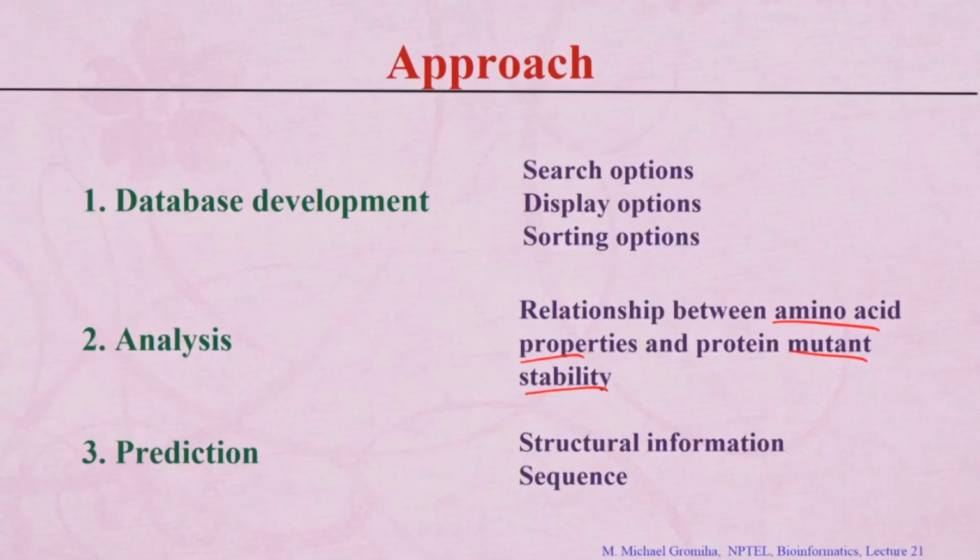So, these are three different aspects. The first one is developing a database that should be available, with search options, and for the result you have to give the option to download. Once a database is ready, then the second aspect, we can analyze the data to understand what are the factors which are important for the stability. Once we analyze the data, we will get the hypothesis.